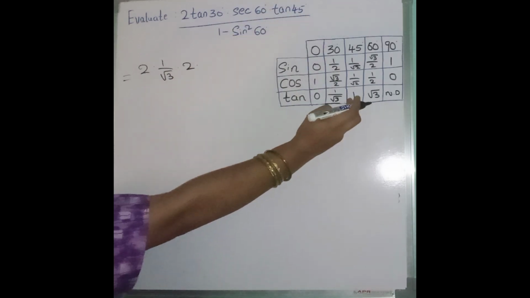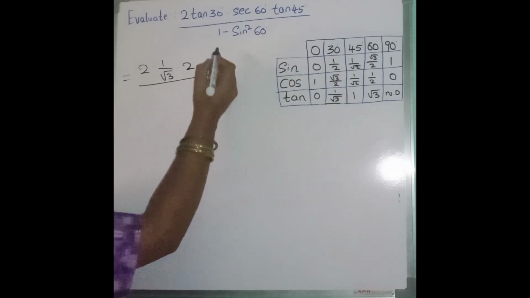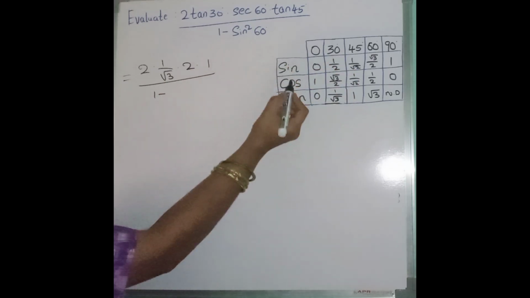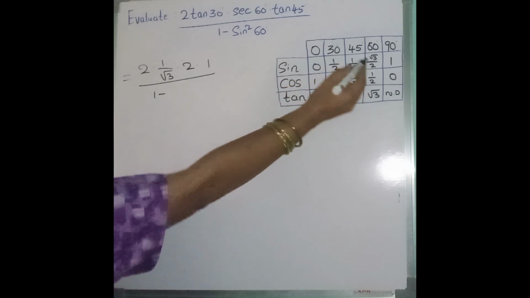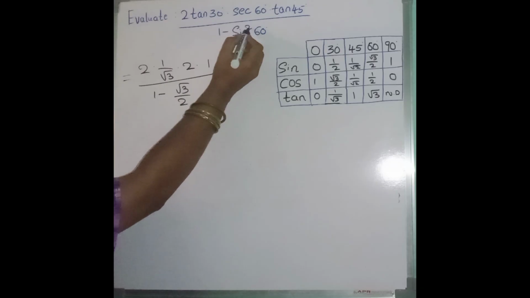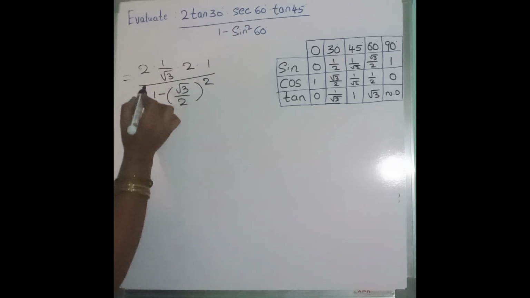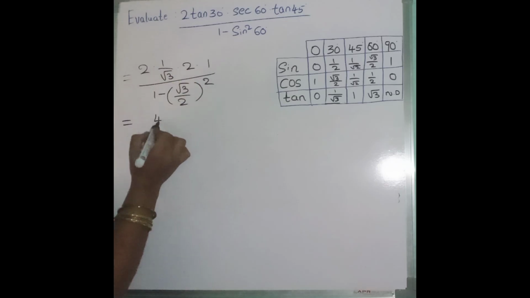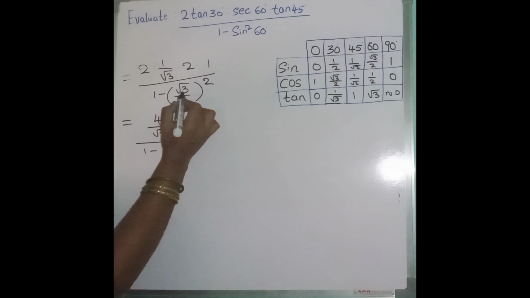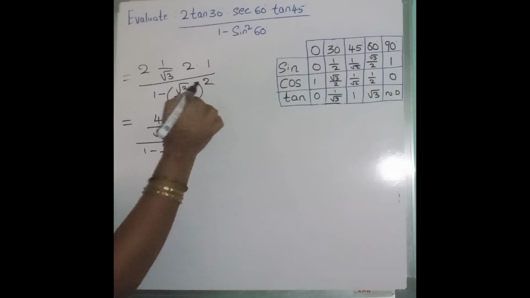Tan of 45 degree is 1, divided by 1 minus sin 60 degree. Sin 60 degree value is root 3 by 2. Here is a square. Understand, students? Next, 2 2s are 4 divided by root 3, divided by 1 minus root 3 whole square is 3 divided by 2, 2 2s are 4, because square and square root are cancelled.